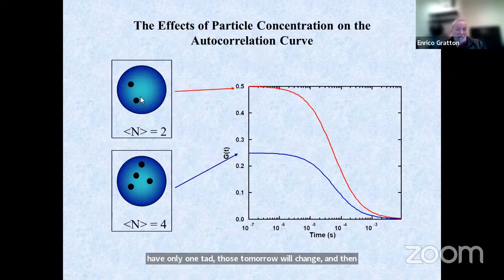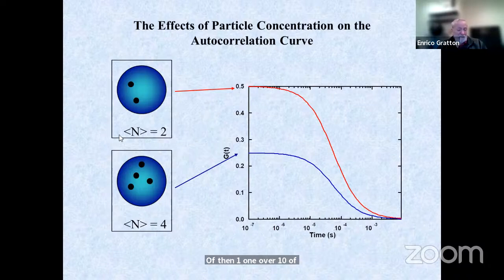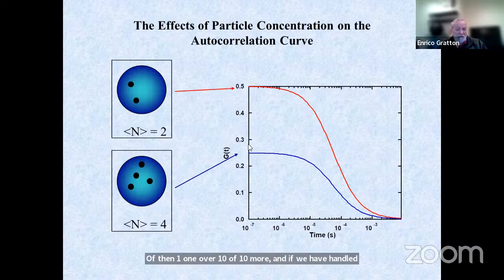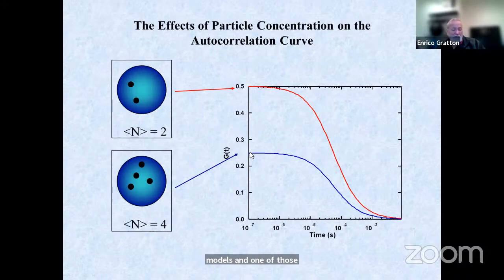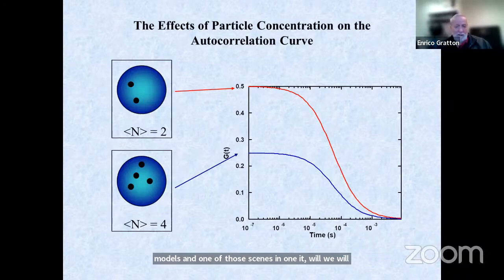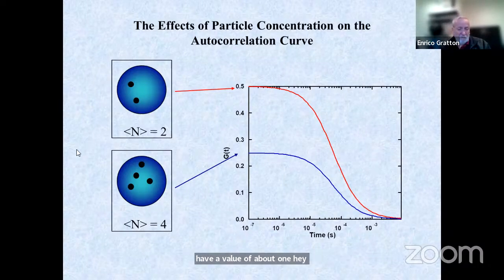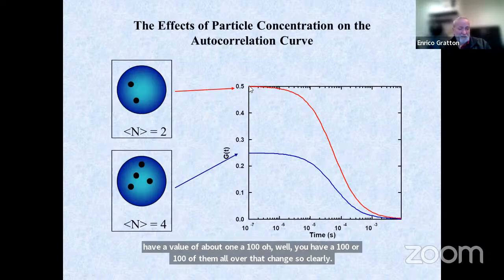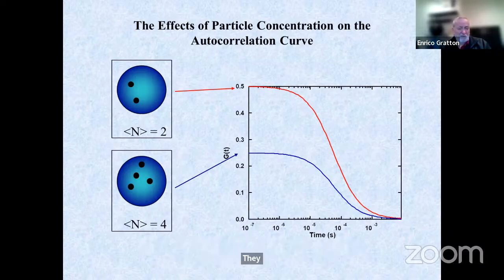So clearly, if we have 10 molecules and one goes in and one goes out, we will have a change of 1 over 10 of the molecules. And if we have 100 molecules and one goes in and one goes out, we will have a change of about 1 over 100 of the molecules. So clearly, G0 is proportional to the total number of molecules, with the example that I gave to you.